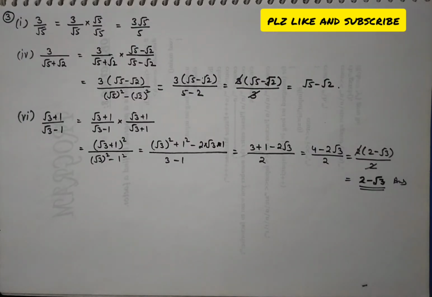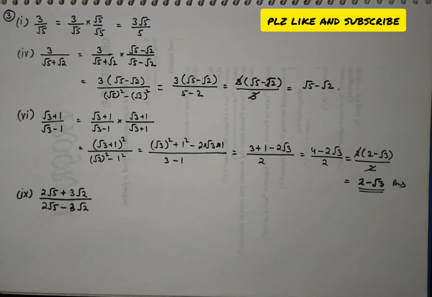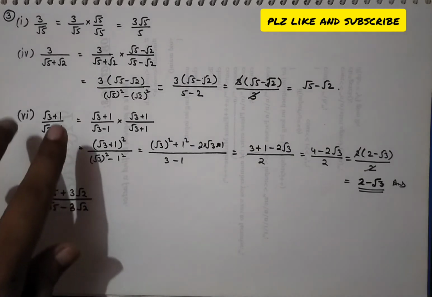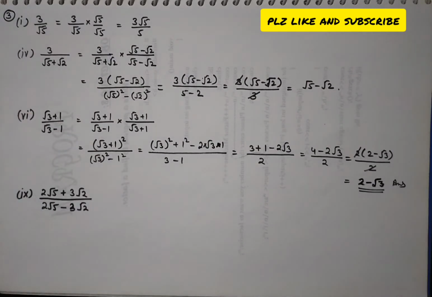After this we will go for question number 3, part 9. Here again in this question we have the irrational number in both the numerator and the denominator. So we are going to proceed similarly to what we did in the previous question. But in this case, in the numerator you have two irrational numbers, whereas in the previous one we had only one irrational number. So let's see how to do this question.